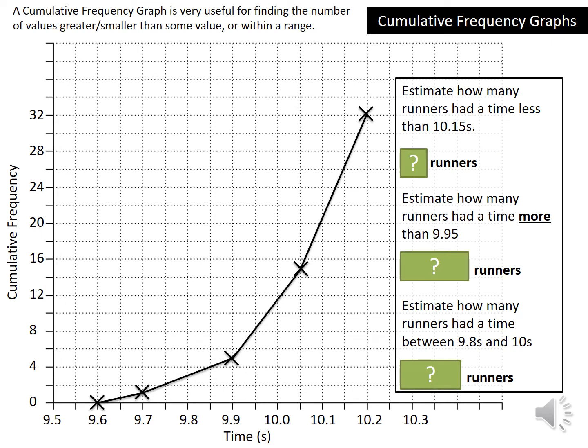Okay, so for this one, we're going to be looking at how many runners had a time less than 10.15. So cumulative frequency graphs are really good for doing estimates like this as well. So what we're going to be doing is, instead of going from the y-axis, we're going to be starting on the x-axis, and we're going to go up from 10.15 and then go across. So basically, when we're looking for how many runners had a time less than 10.15, we're looking for how many runners had a time between 10.15 and 9.6, which is the fastest.